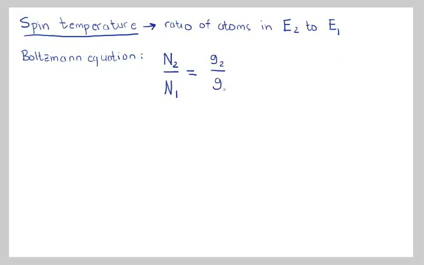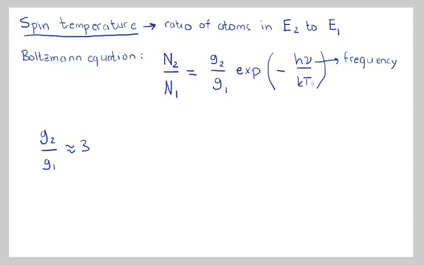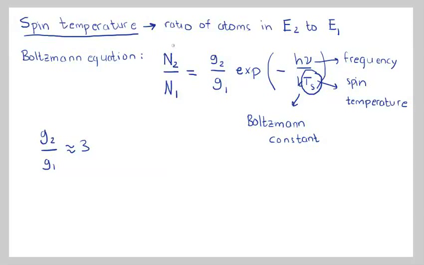g2 over g1, where g is the statistical weight of the atom in that state. For the hyperfine transition, g2 over g1 is 3, and this is times the exponent of minus h nu over kT. Nu here is the frequency, and T here is the spin temperature. Again, h is the Planck constant, and k is the Boltzmann constant. So basically, in this equation, the spin temperature governs the ratio of the atoms in the excited state to the lower state.